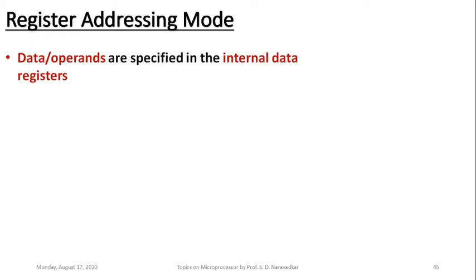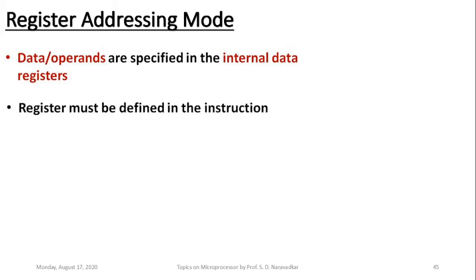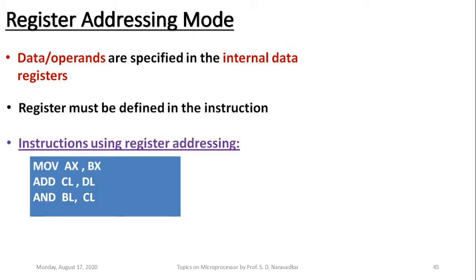The first and the simplest type of addressing mode is the register addressing mode. In this addressing mode, the data or operand are specified in the internal data registers. Once the operands are specified only in internal data registers, then it is the register addressing mode. And that particular register which contains the corresponding data or operand must be defined within that instruction. Some examples follow here.